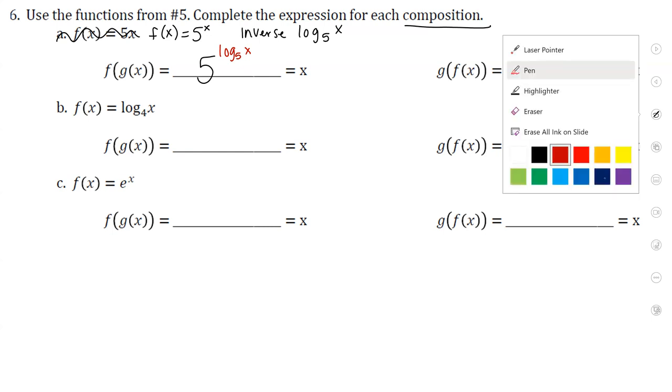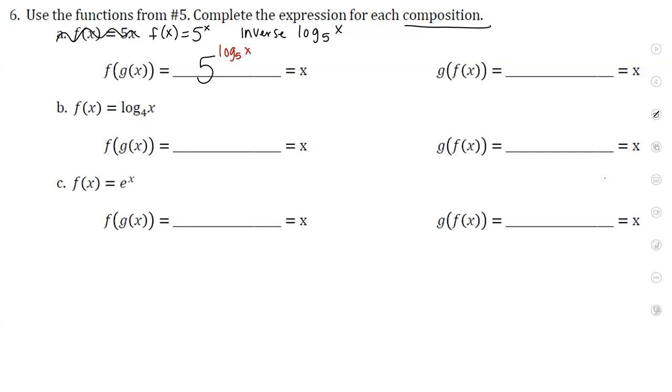And what you guys are going to see, because they are inverses, is that inverses cancel each other out. So 5 to the power of log base 5, they cancel each other out, and you're just left with x. That's why it says equals x. And I'll do this next one.